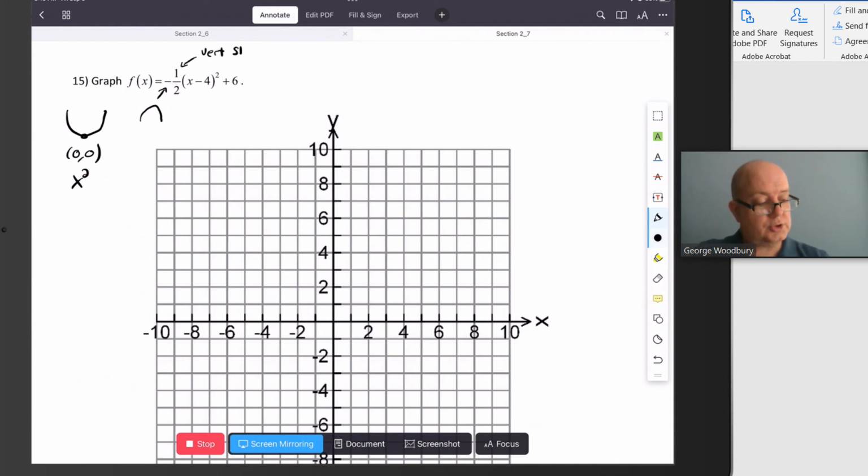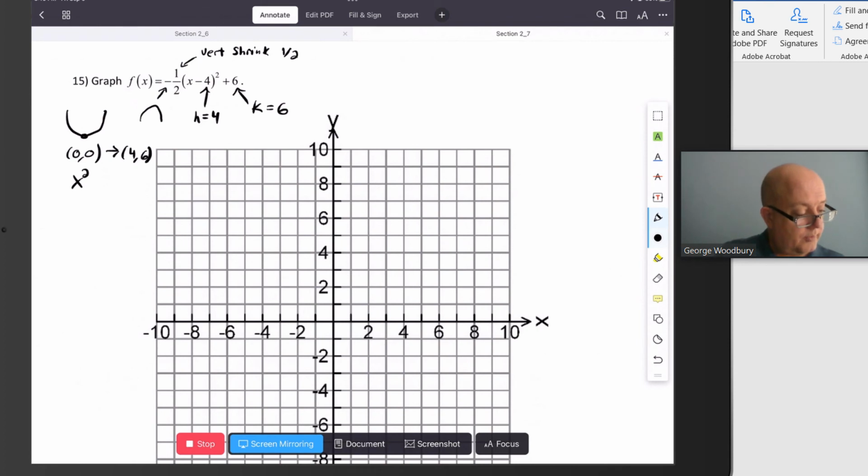There's a vertical shrink applied to it then of half, so every point's half as high as it used to be. My value of h is 4. That's what's being subtracted from x inside the parentheses. And my value of k is 6. So 0, 0 is going to move to 4, 6. We're going to take the parabola and make it open downward. And then we're going to shrink it by a factor of 1/2. So I think the best place to go is to 4, 6, our value of h and k, and put that on the graph.